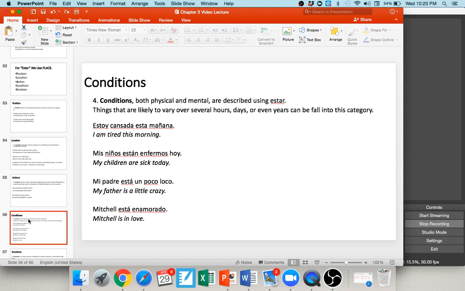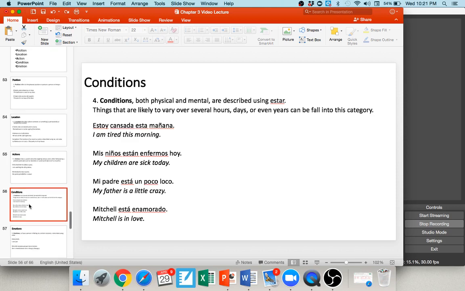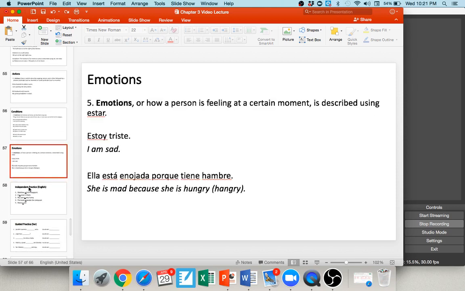Okay, so one more time. The verb estar uses the acronym PLACE. The P in PLACE stands for position. The L, location. The A, action. The C, condition. And finally, the E is for emotions, or how a person is feeling. So, estoy triste, estoy deprimido, I'm sad, I'm depressed. Or, estoy alegre, estoy contento, I'm happy, I'm content. Ella está enojada porque tiene hambre. She is mad because she is hungry, also known as being hangry. Ella está enojada, she's angry. All of these are emotions, okay?